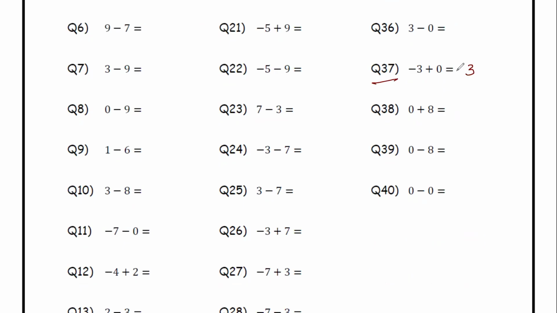So difference 3 and take the sign of the bigger number. Both are positive. No, one is neutral and one is positive. If you add them, you get 8. Neutral and negative, right? Take the sign of the bigger number. Take the difference and the sign of the bigger number. 0 minus 0 is 0.